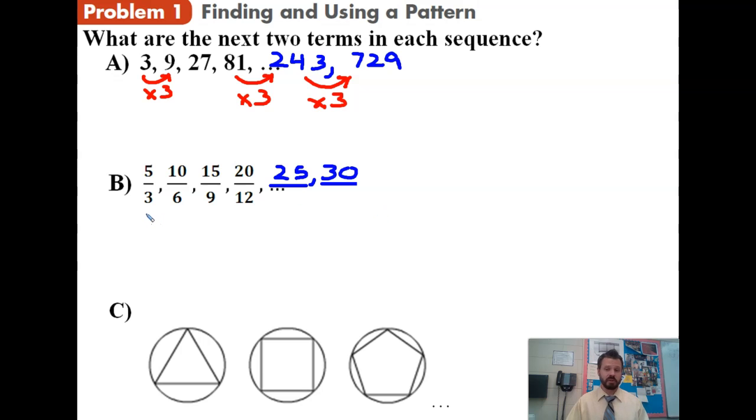Denominator, same thing. Let's look at its pattern: 3, 6, 9, 12. Looks like we're just counting by threes, so we could say 15, 18. All right, so again, with fractions, look for those patterns separately.